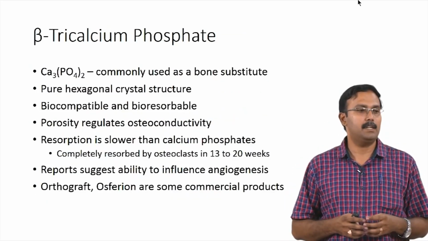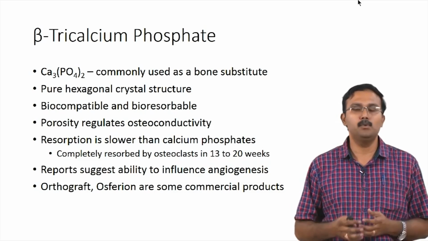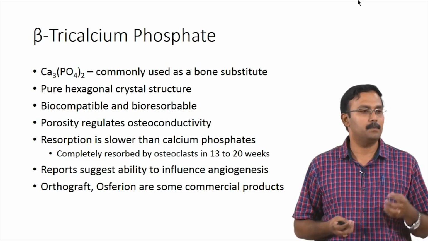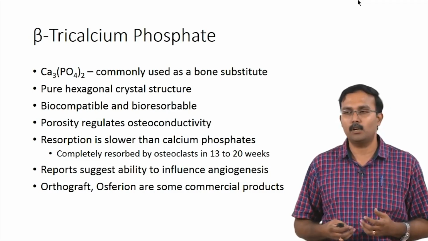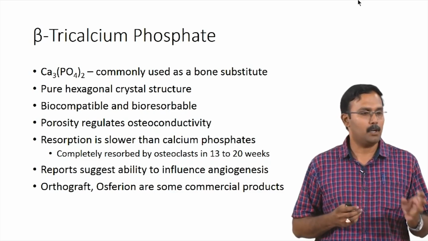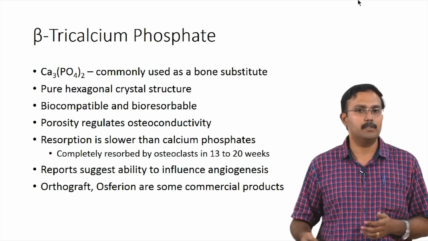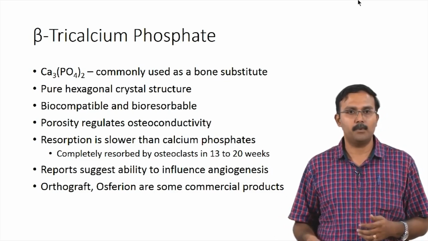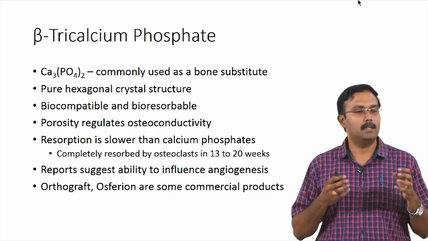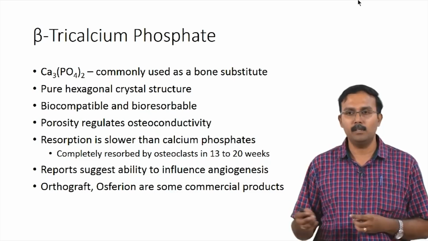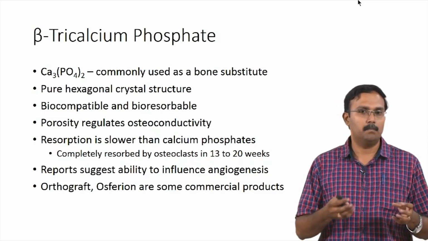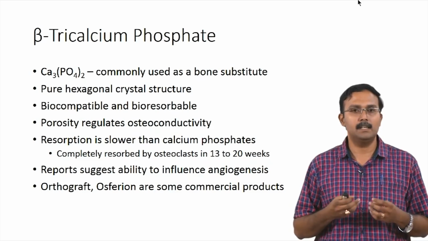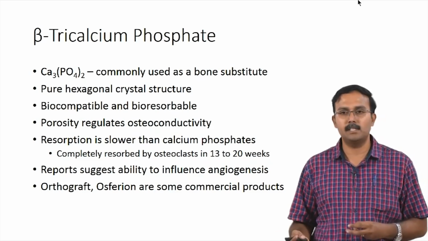Beta tricalcium phosphate is the most commonly used bone substitute. It is a pure hexagonal crystal structure with high biocompatibility and bioresorbability. The porosity regulates the osteoconductivity of this material, and the resorption is actually slower than other calcium phosphates. However, it gets completely resorbed in about 13 to 20 weeks. This is faster than hydroxyapatite though. Reports suggest that they have the ability to influence angiogenesis as well.